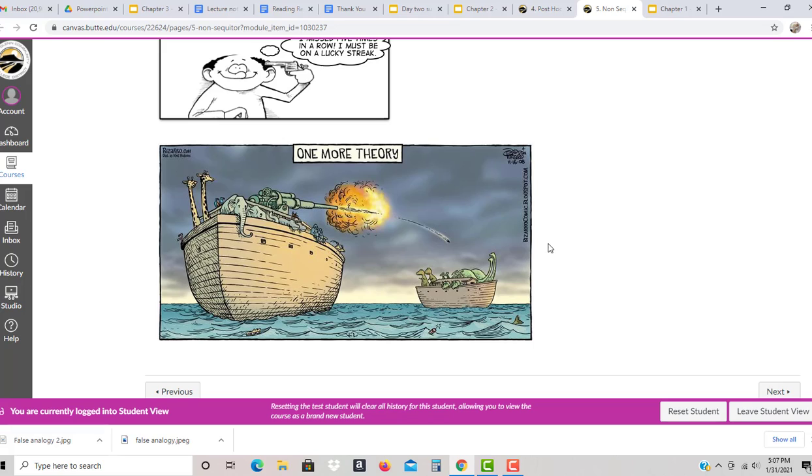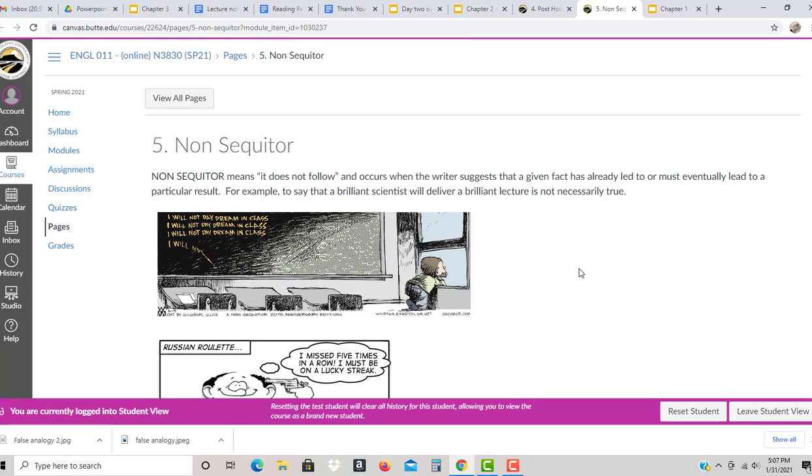I don't know if anybody knows what this is. This is Noah's Ark, and these are the dinosaurs. Another theory of why the dinosaurs went extinct was because Noah's Ark blew them away. Just because Noah's Ark existed does not mean it's because of them that the dinosaurs went extinct. There's actually a couple different plays on here between religion and evolution too. So these are a couple more fallacy examples for you.